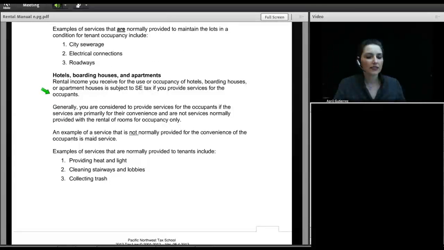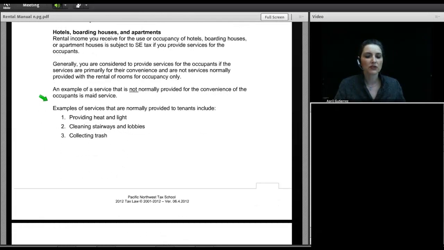Rental income you receive for use or occupancy of hotels, boarding houses, or apartment houses is subject to self-employment tax if you provide services for the occupants. Generally, you are considered to provide services for the occupants if the services are primarily for their convenience and are not normally services provided for the rental of rooms for occupancy only. An example of a service that is not normally provided for the convenience of occupants is maid service. Examples of services that are normally provided to tenants include providing heat and light, cleaning stairways and lobbies, and collecting trash.